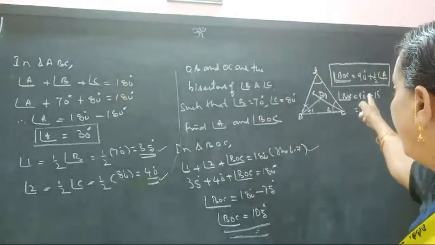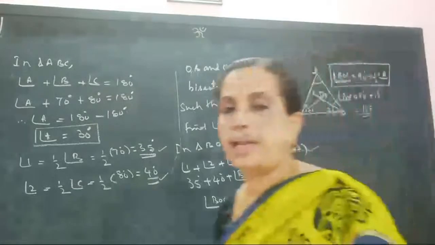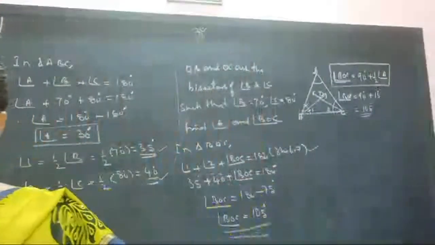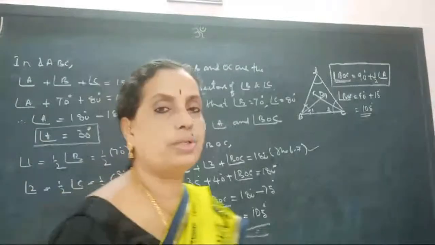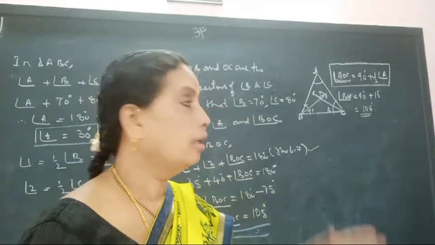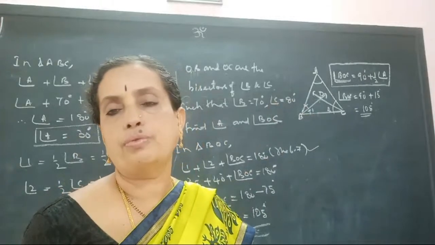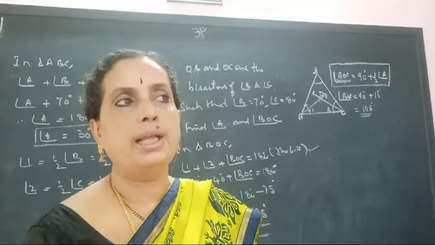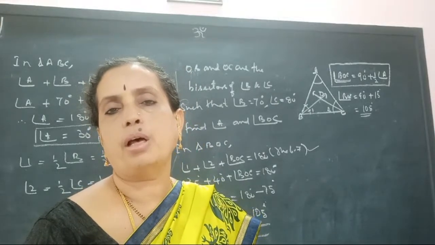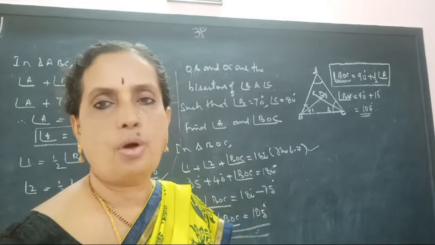Here angle BOC equals 90 degree plus half of angle A, or half of angle A equals angle BOC minus 90 by 2. So when the measure is given, we can calculate using the angle sum property. Otherwise, this relation is useful to find out the measure of angle BOC, especially in case of MCQ or 1 mark question. Okay? Have you all taken this?